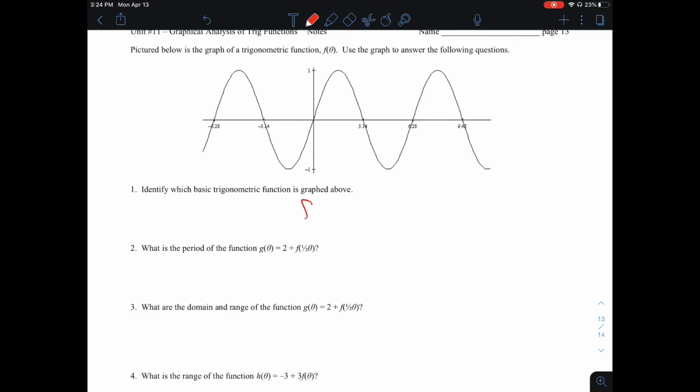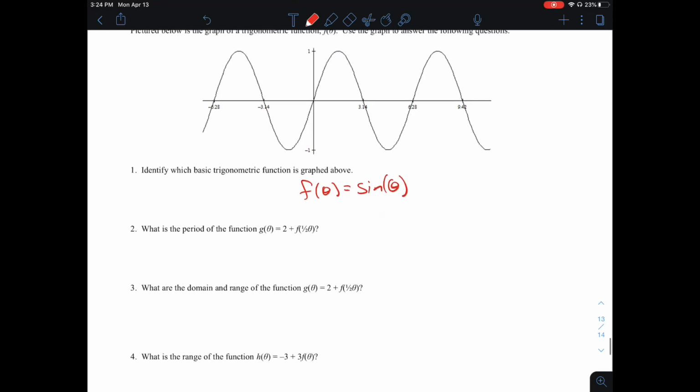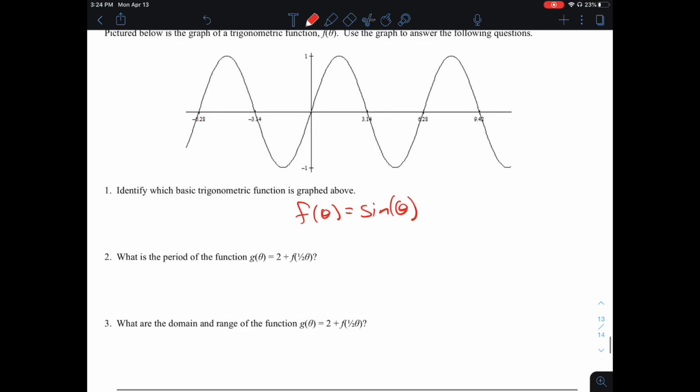So we will say that f of theta is sine of theta. What is the period if you add 2 to this? That doesn't affect the period. If you multiply the inside by 1/2, well, that's going to double the period. So the period's going to be 4 pi.